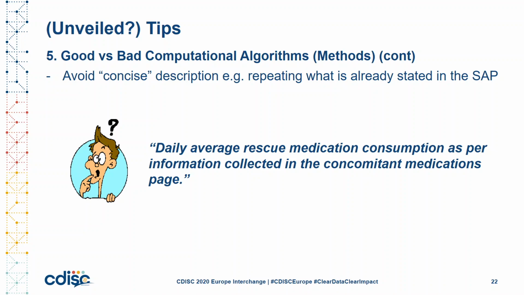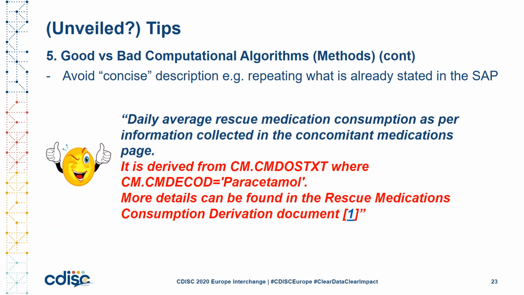Moreover, simply cutting and pasting text from the statistical analysis plan or referencing a section of the same is not sufficient. This is again not really an added value for the reviewer, as he or she will probably need to look into your submitted program to understand how, in practice, you have derived, in this example, the daily average rescue medication consumption. It is instead recommended to provide as much detail as you can, using a mix of English and pseudocode, and eventually, as per previous tip, make use of the reviewer guide or an additional external document to link to, where you provide, for example, the steps needed to create this complex derivation.